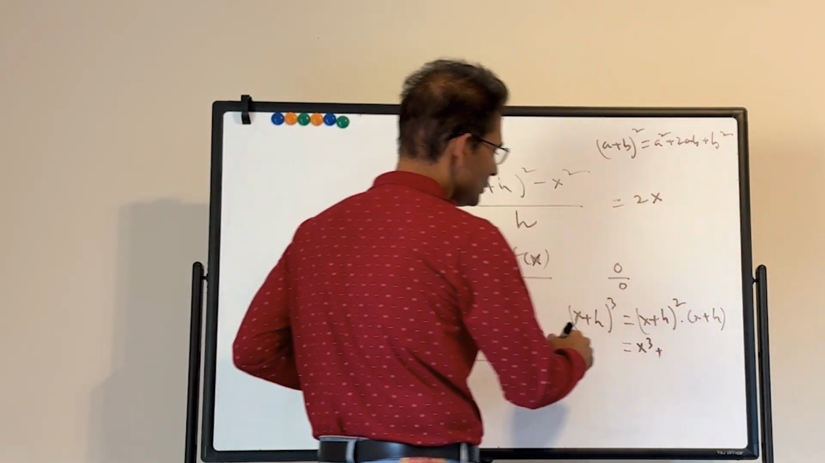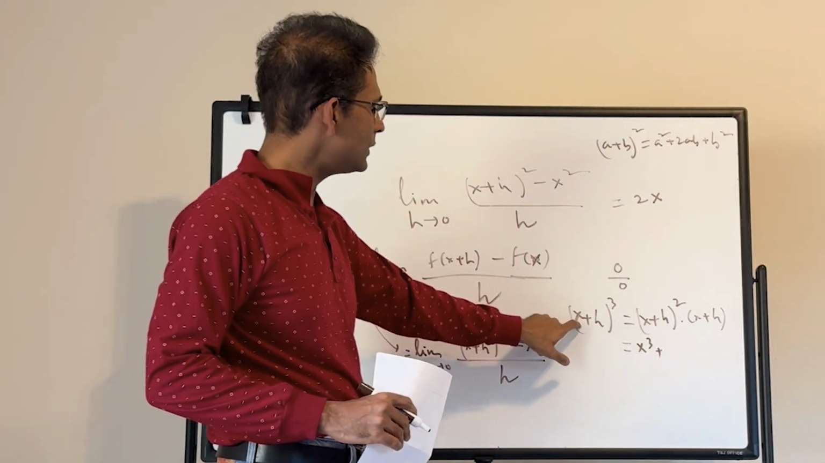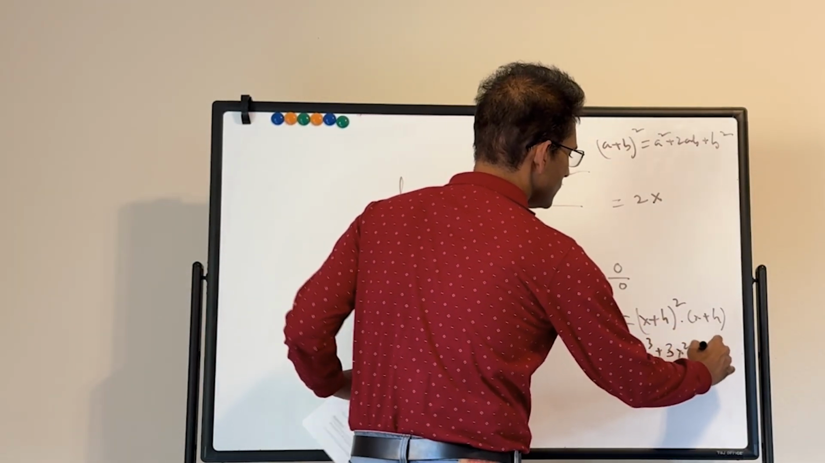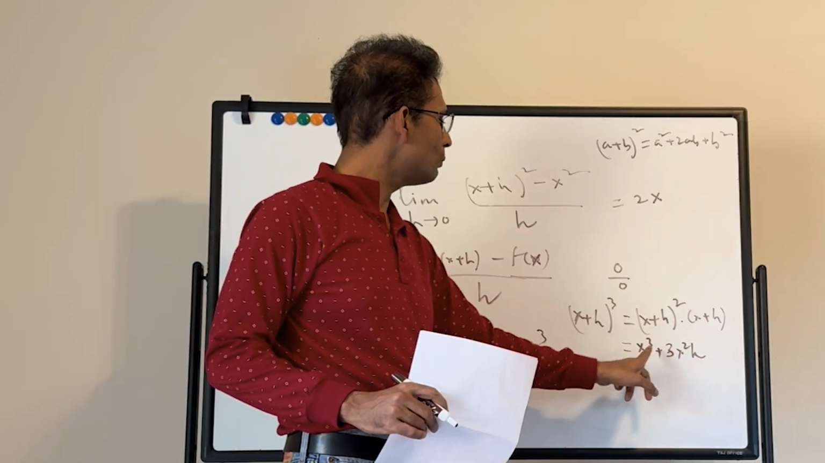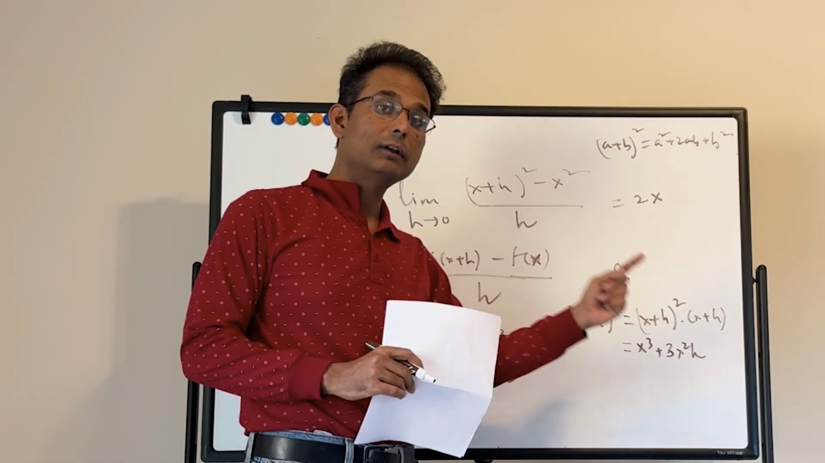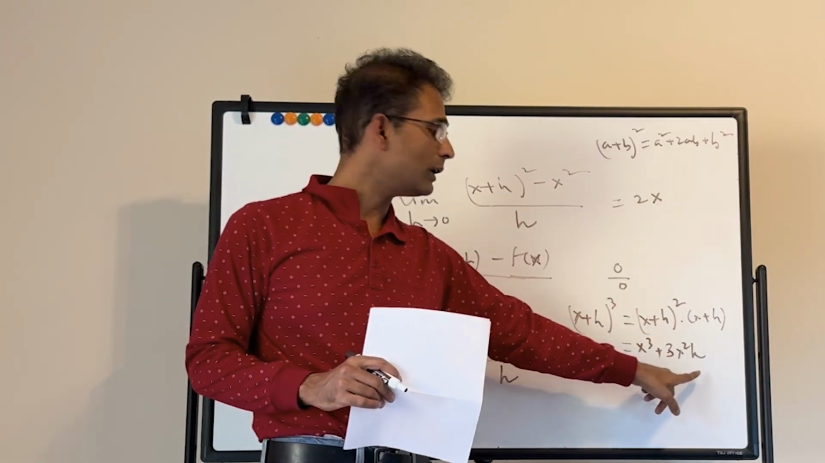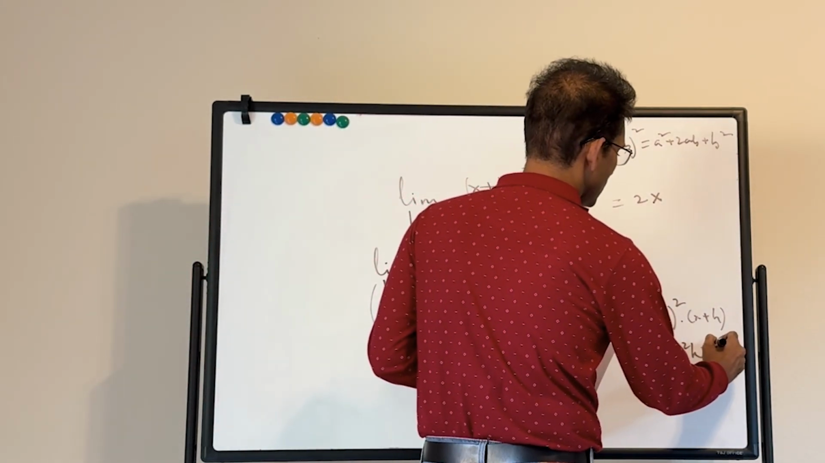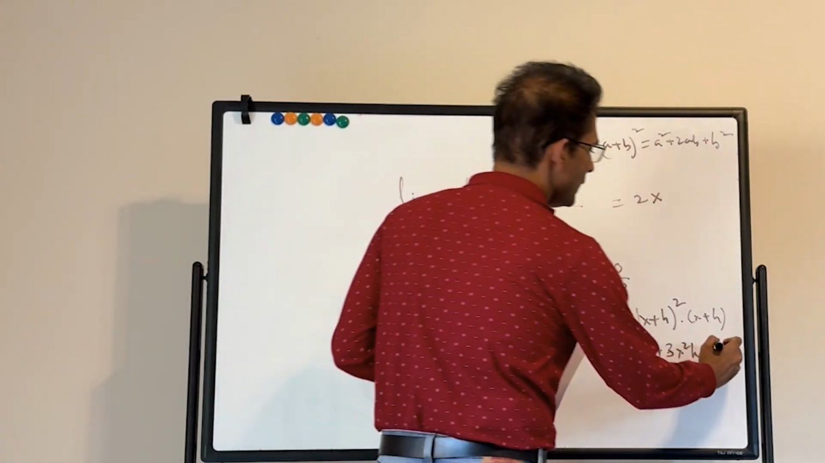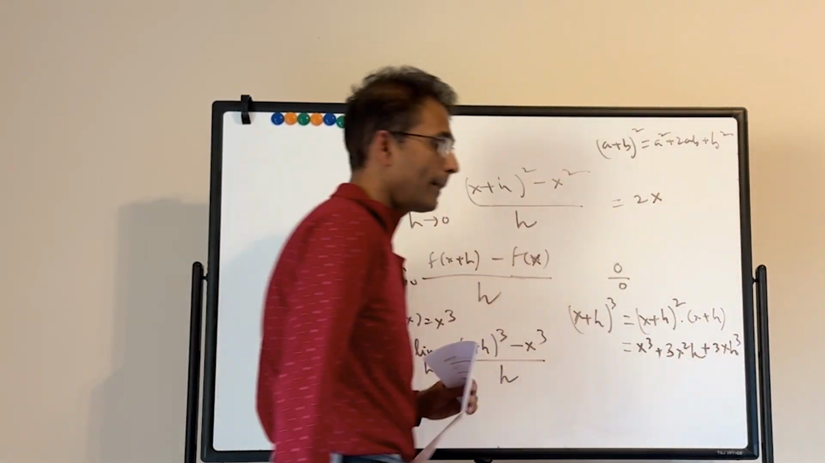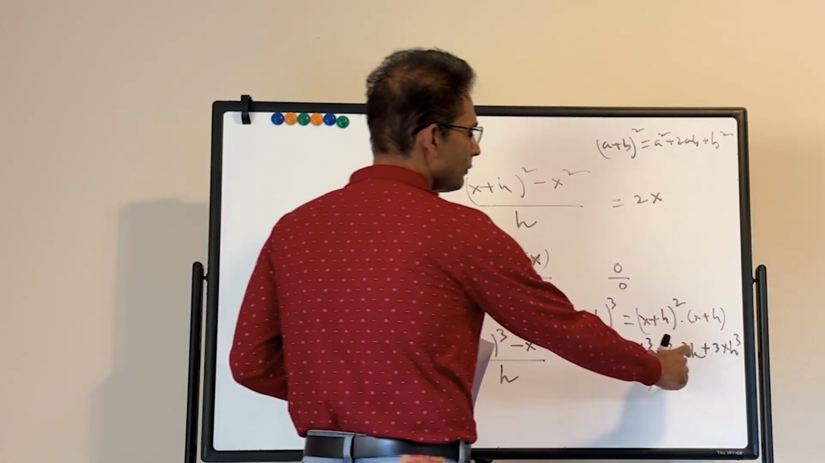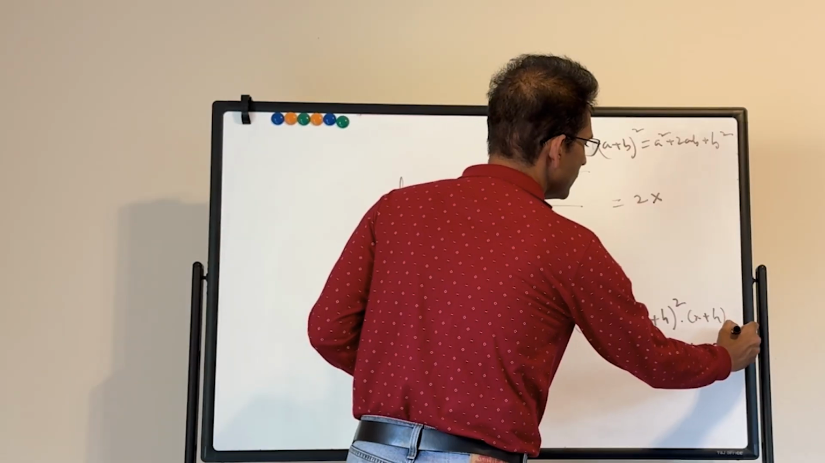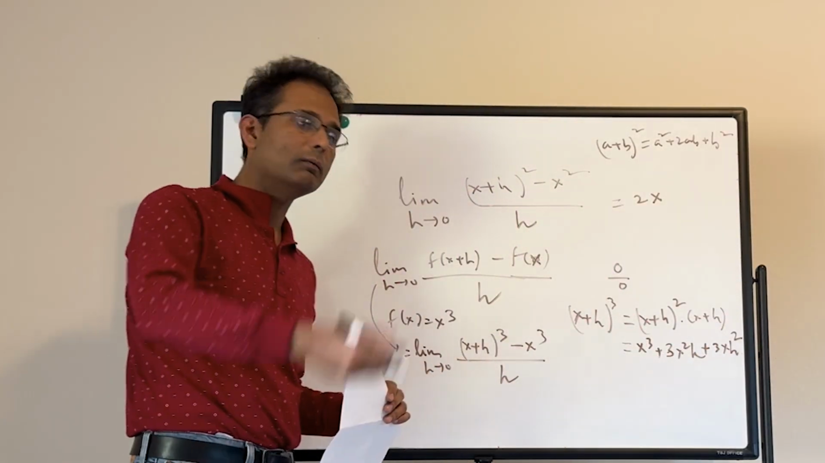x cubed, and there's a certain symmetry. First you cube x, and then you write 3x squared h. You see, this 3 comes in here, the power of x decreases by 1, and you have an h. There is no h term here, but an h appears. The next expression is 3x h squared. You see the power of x is still reducing, and the power of h increases by 1.